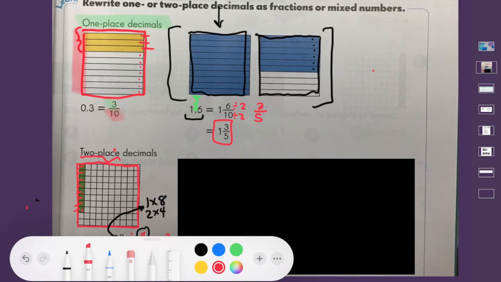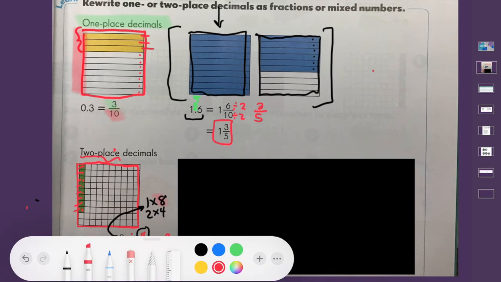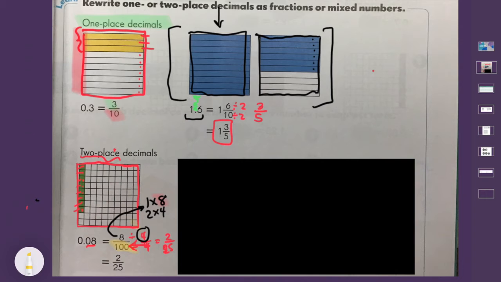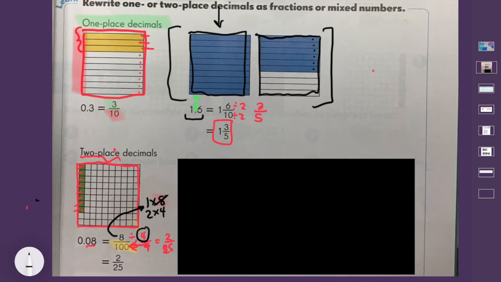Then I start with the largest factor, and I ask myself, is 8 also a factor of 100? Oh, excuse me, I had to sneeze. And so I say, can I multiply 8 times anything to get 100? No, I can't. So I cannot divide by 8. But is 4 a factor of 100? Yes, it is. I can multiply 4 times 25 to get 100. So that's how I knew that I would use 4.